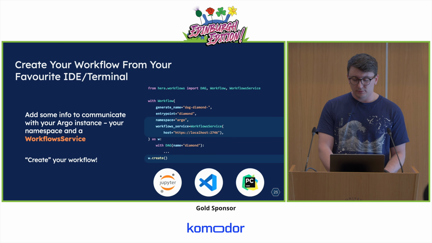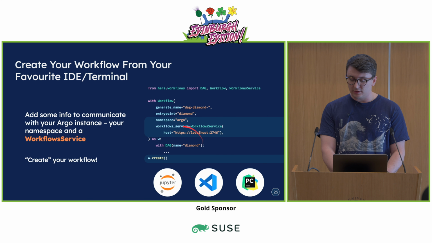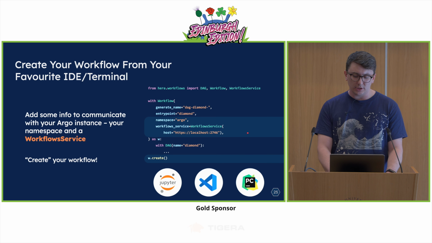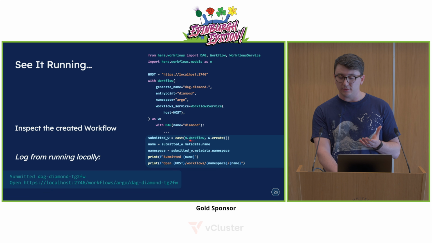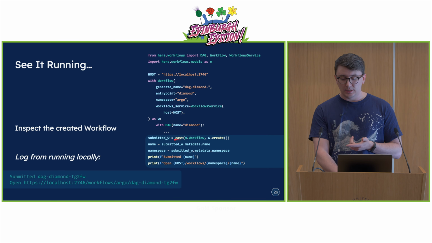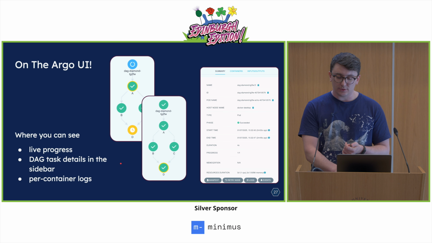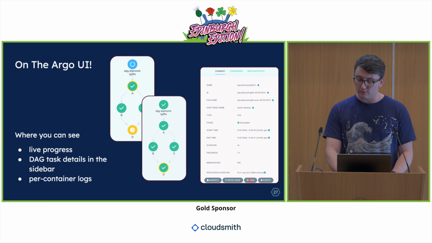And once you have that workflow, you need to maybe submit it to the Argo server. That's just a w.create on the end once you've set up the namespace and the workflow service. And let's say this is running on localhost. Then w.create will get it running. And once you've submitted it, you can get an auto-generated workflow object back. You can convert it, but in this example, it's just using the model workflow. You can see the name and the namespace. You can just print some diagnostics if you want, but basically open that and you'll see the workflow running. So you'll see live progress. You see the DAG task details on the sidebar, and you can go through per container logs.